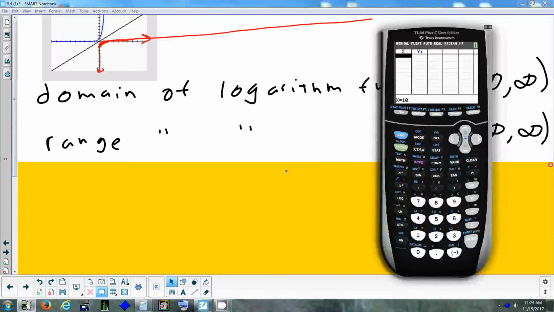If you go up to 10, which would be the edge of the normal window, your y value is at 1. Let's say you go all the way out to 500. So you go a lot further to the right. Your y value only goes up to 2.7. Okay, so you went 490 units to the right, and your y value only went up a little bit. If you go to like 10,000, the y value is only at 4. So yes, it does keep going up, but it goes up extremely slow. That's why it's the inverse of an exponential. It goes up very, very slow.